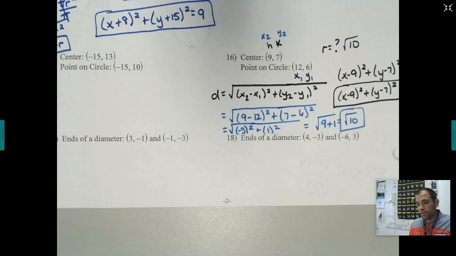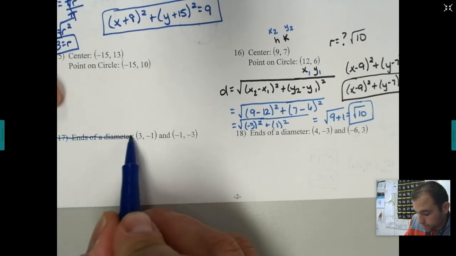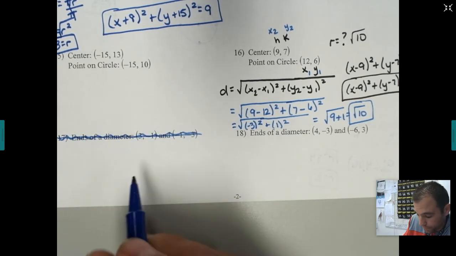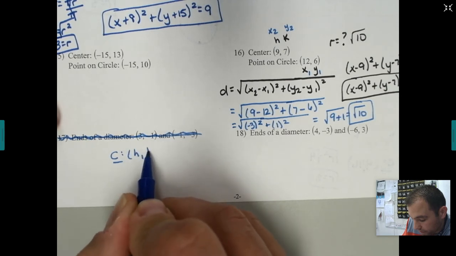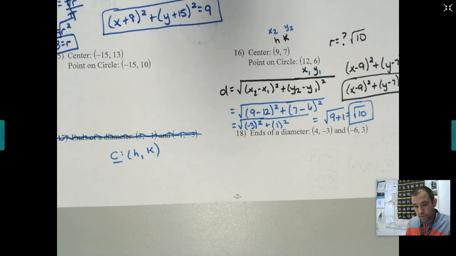So I need to figure out what the center is first. So I'm going to cross this one off so I don't confuse you. We're going to find the center first, okay? For us to find the center, I know it's h and k, okay? And they gave me the points of a diameter. So if you think back to your geometry days, the diameter runs right through the center, right? In order for something to be a diameter, it has to go through the middle. So the middle is the key word there.